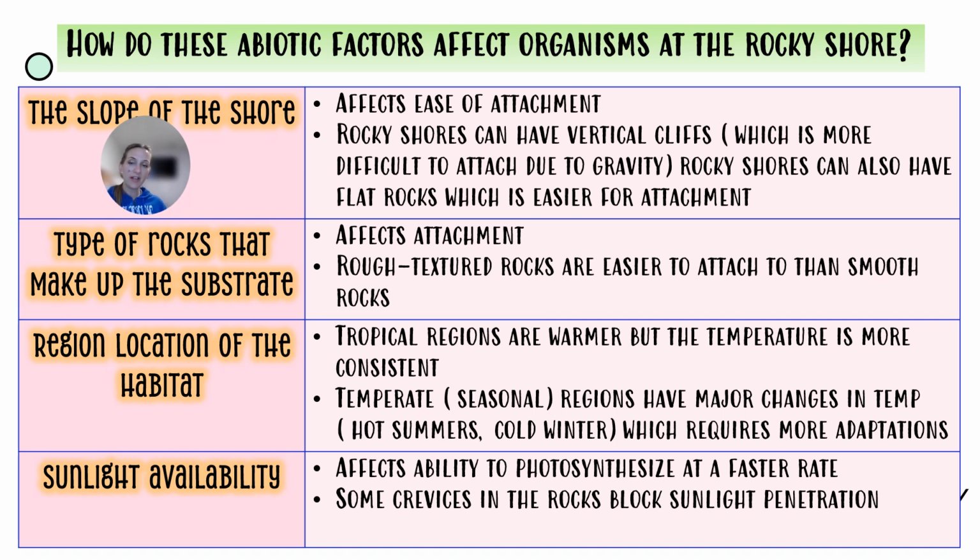Sunlight availability, as mentioned before. This is going to affect the ability to photosynthesize. If there is any kind of producer that's getting some sort of shadow cast on it, or they're just prevented from getting full sunlight penetration because maybe they attached too far into a rock, that's going to affect the rate of photosynthesis. And the rate of photosynthesis is productivity.